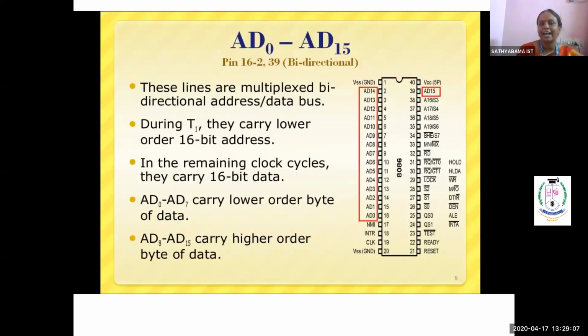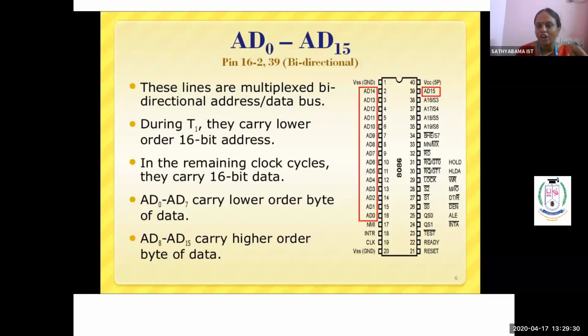Then next, AD0 to AD15. The question may always come from this signal: why are address and data pins multiplexed? What is the main answer for that? One pin will serve both address and data. To achieve that purpose, we multiplex address and data in a single pin, so we can reduce the number of pins used here.